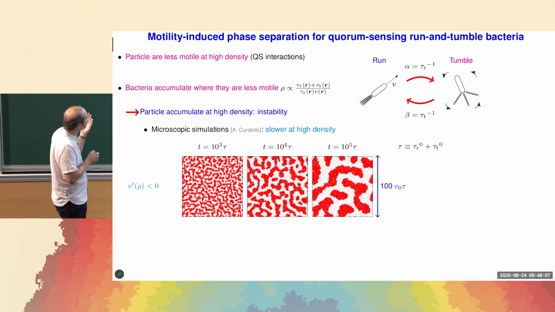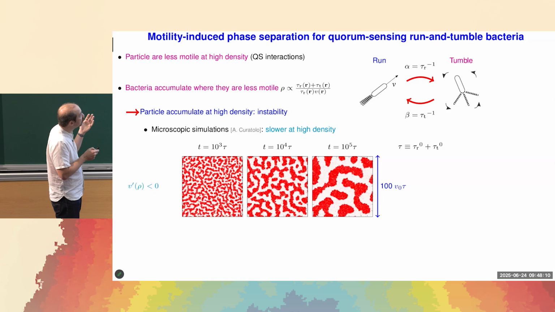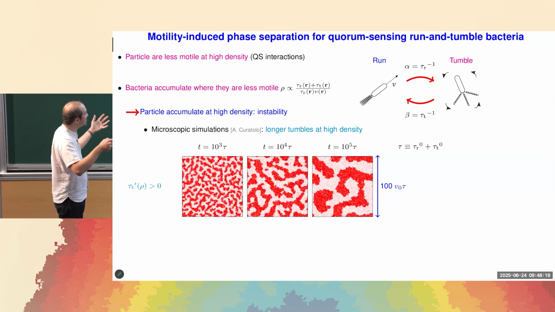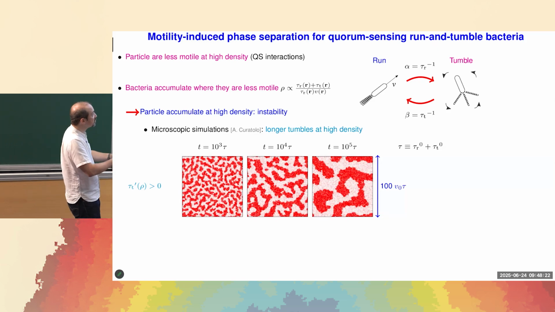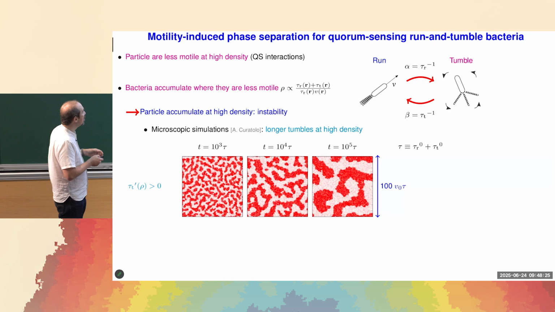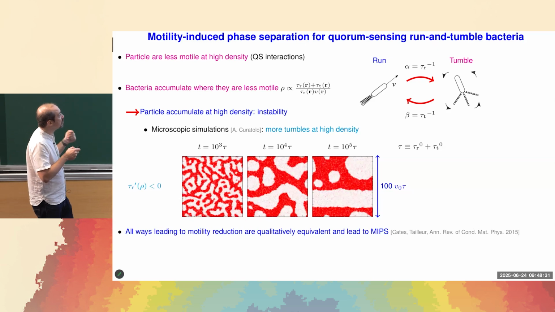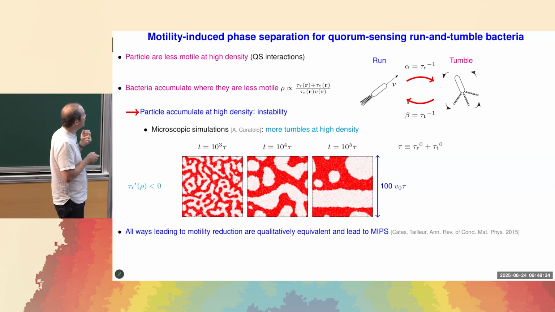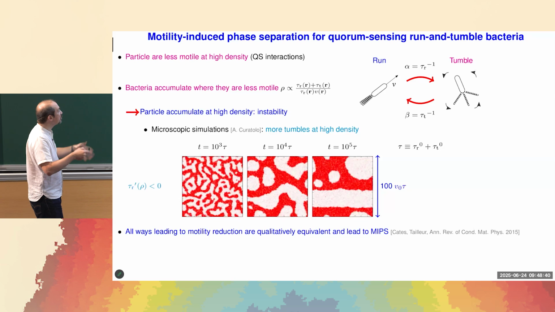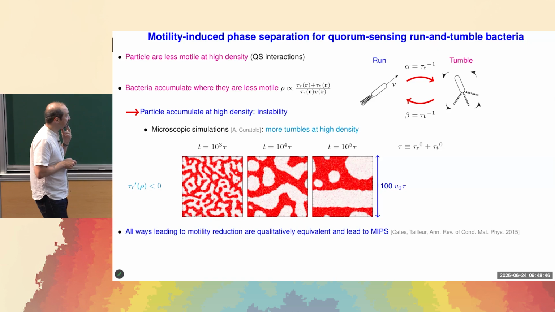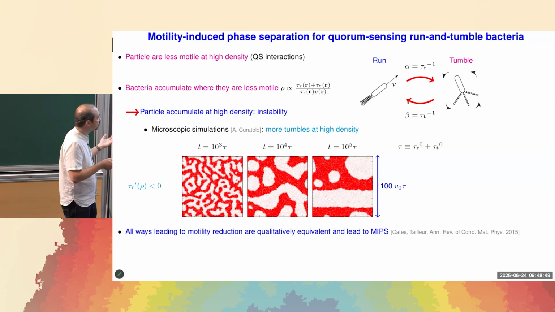Okay, so maybe if instead of having V prime of rho, you take this tau that depends on the density, like in the experiment, you see something different. So you can try to play with longer tumble. At high density, my tumbling time is longer, so I don't move at high density because I just tumble longer. Same thing, coarsening. Maybe the duration of the tumble should not change, but it's the frequency which can change. So now I'll have more frequent tumbles. And then, again, same thing, coarsening. So, again, we are facing this kind of universality I was talking about: all mechanisms leading to motility reduction are qualitatively equivalent, and they lead to motility-induced phase separation.